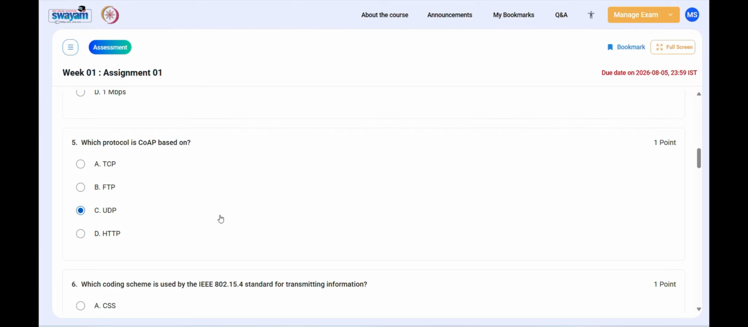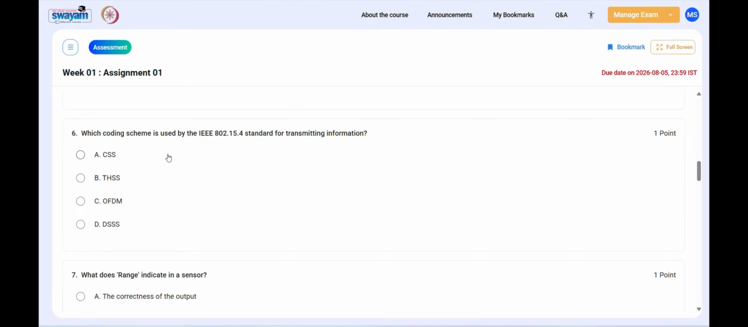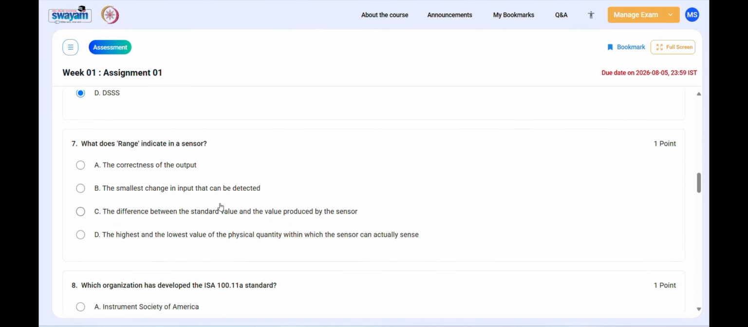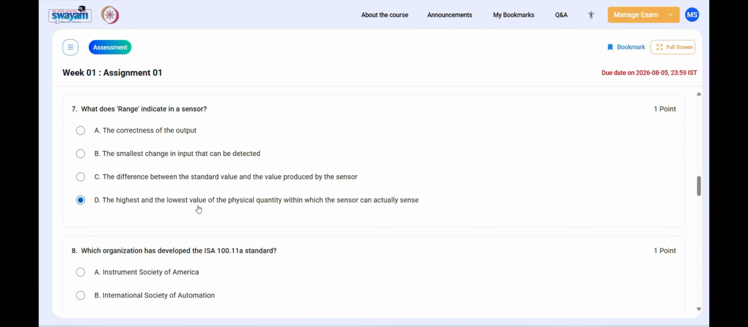Then question 6: which coding scheme is used by the IEEE 802.15.4 standard for transmitting information? DSSS, option D is correct. What does the range indicate in a sensor? The range indicates the highest and lowest value of the physical quantity within which the sensor can actually sense. Option D is correct.